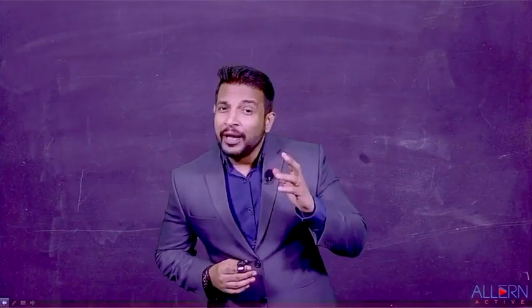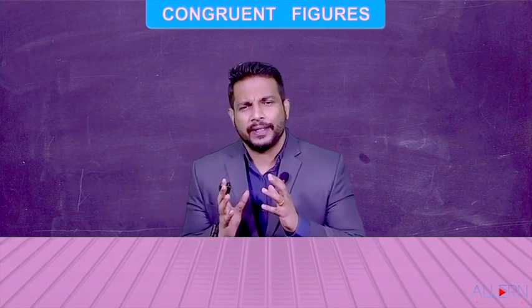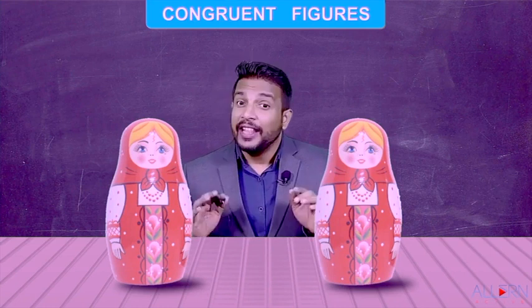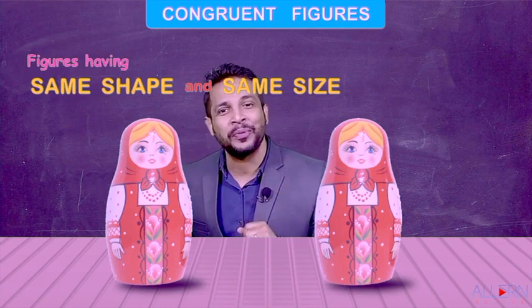Let us do a very important concept, and the concept is congruent figures. Let's understand this. For this, I'm going to give you an example. I'm going to consider two dolls. Observe these two dolls. They are of the same shape, isn't it? Yes. They are also of the same size. So they are called congruent figures. That means one thing we know, what are congruent figures? Figures having the same shape and the same size are said to be congruent figures.